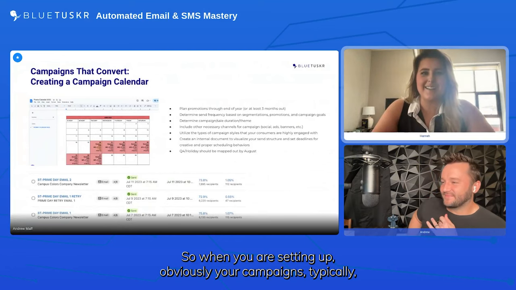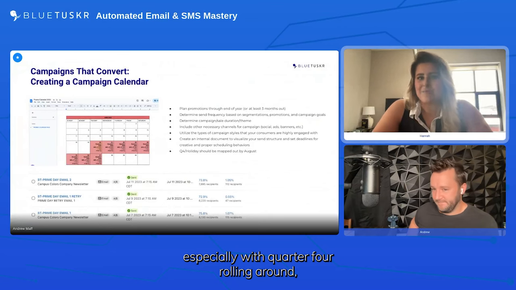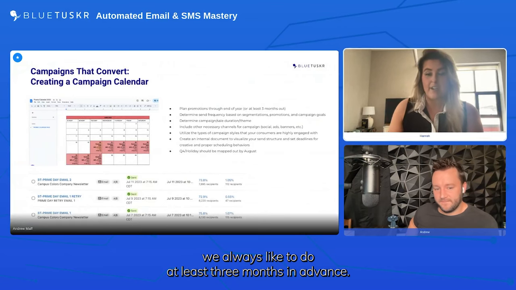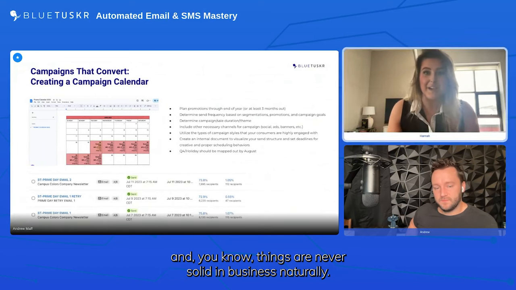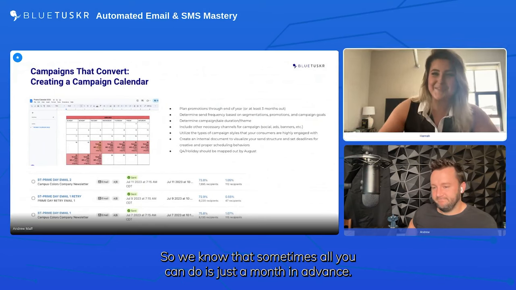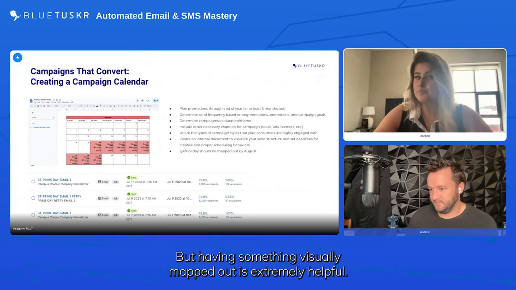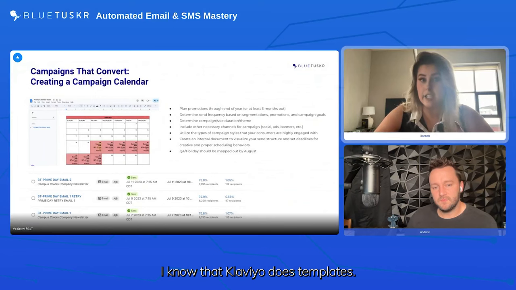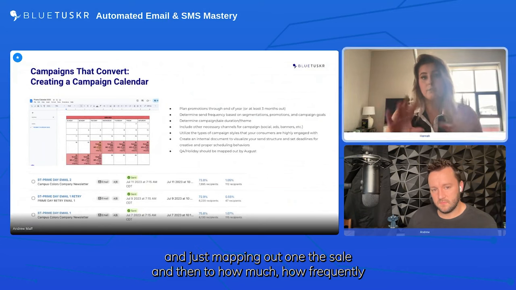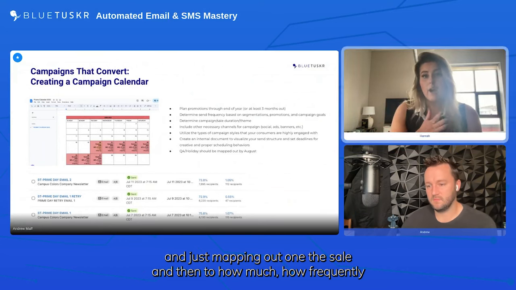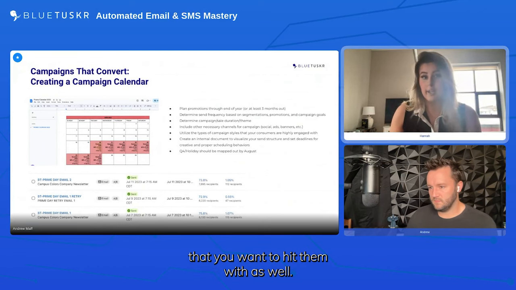Yeah, so when you are setting up your campaigns, especially with quarter four rolling around, we always like to do at least 3 months in advance, but we understand that sometimes with sales and changes, things are never solid in business, naturally. So sometimes all you can do is a month in advance, but having something visually mapped out is extremely helpful. I know that Klaviyo does templates. We obviously do templates as well, or even just creating your own and mapping out, one, the sale, and two, how frequently you want to communicate with your customers about that sale and the channels that you want to hit them with as well.